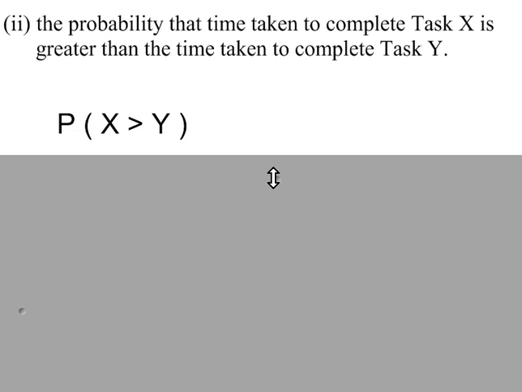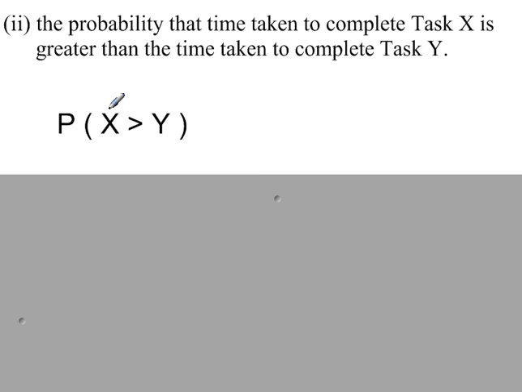Okay, part 2. The probability that the time taken to complete task X is greater than the time taken for task Y. So we want to work out this, that X is greater than Y. Now to work out this probability, we need to have all of our letters on the left hand side. So think of it like this.